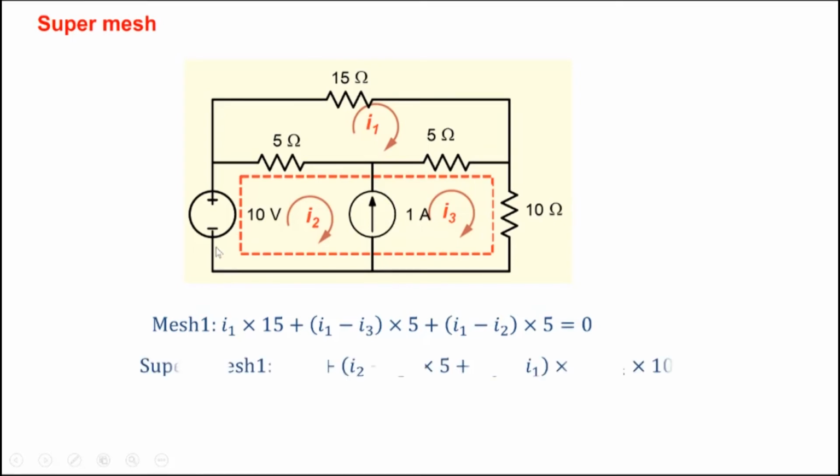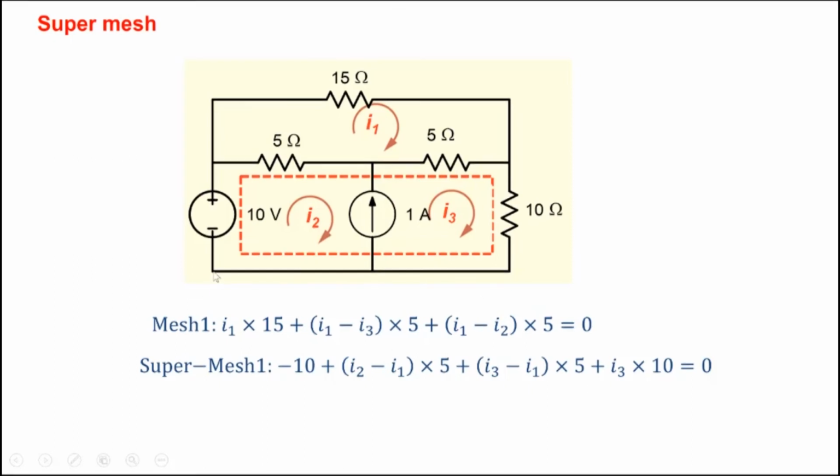So let's do that. Let's start from here. So this is minus 10 voltage gain. Then we go across this 5 ohm resistor, I2 minus I1 into 5 here. Then we come here and then we go here. So it is I3 minus I1 in this direction, I3 minus I1 into 5. And then down here is I3 into 10.